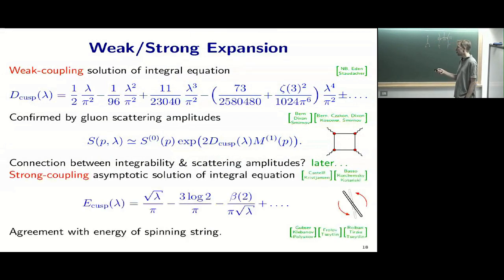And also, if you expand the integral equation instead at large lambda, then you'll find this behavior which starts as the square root of lambda. And square root of lambda is something that you are used to from these spinning string states. So again, that agrees with the energy of a spinning string, including even some of the loop corrections in this string sigma model.